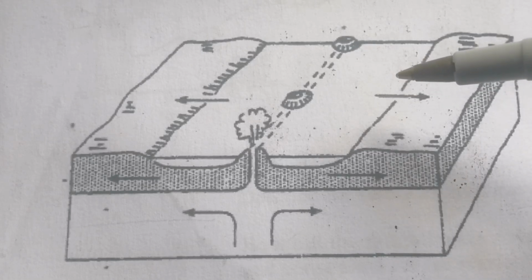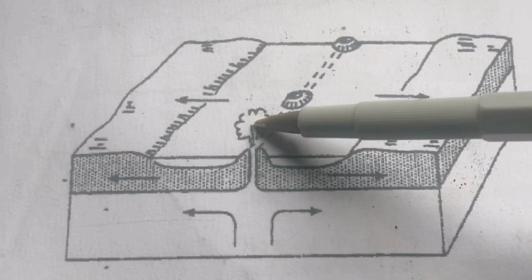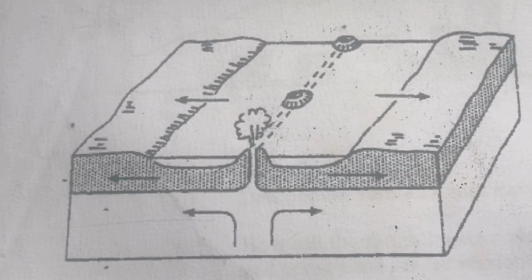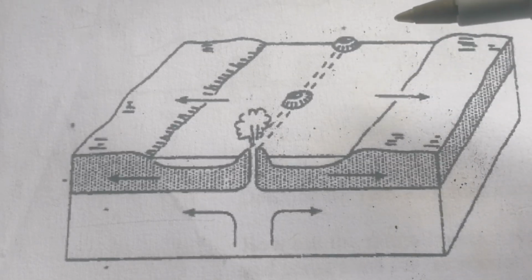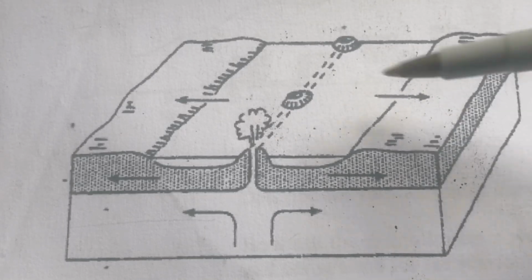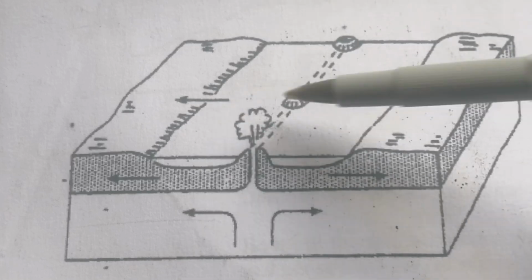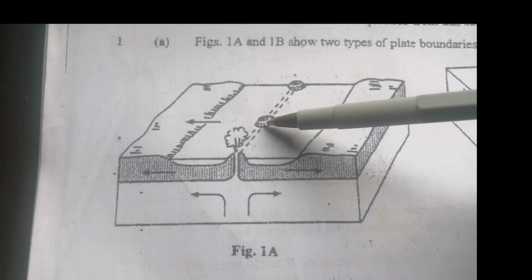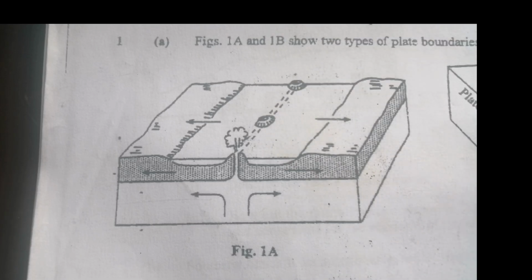The other thing is formation of volcanoes. As you can see, a volcano is indicated here, so there is volcanic eruption. Then also we have what we call the mid-oceanic ridge. As you can see, this is the continent, and this is water. You see the difference, they are mid-oceanic ridge. For example, the Mid-Atlantic Ridge.